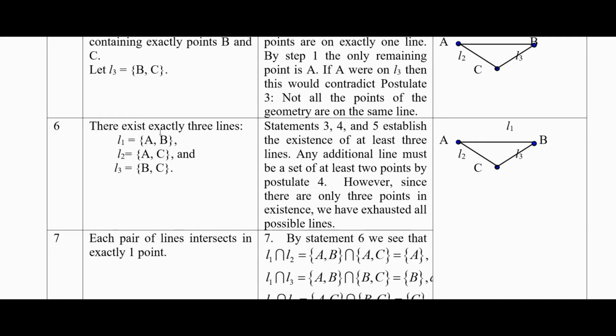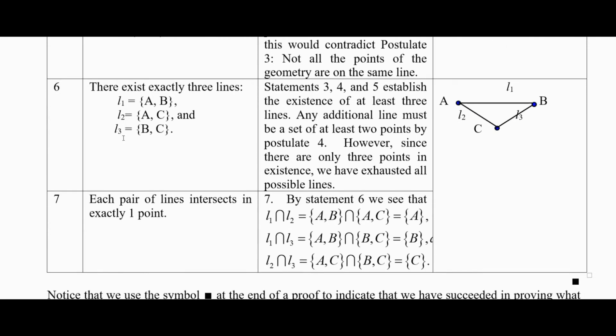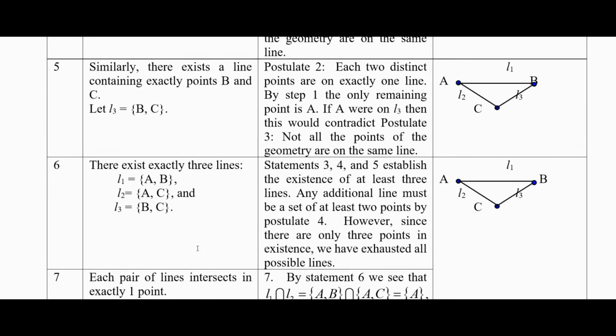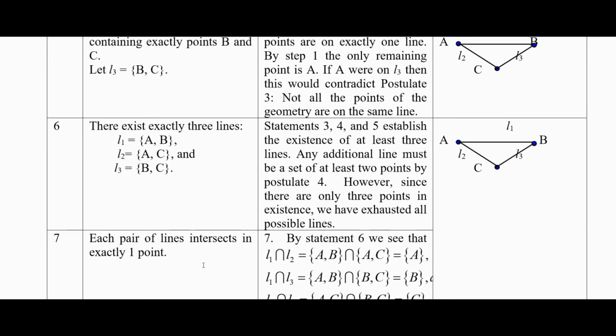And so there are exactly 3 lines. There they are. We can label them as L1, L2, and L3, but also as these sets. And we can also prove something else. Each pair of lines intersects in exactly 1 point, so there are no parallel lines. You can easily see that by looking at all the combinations of intersections. You can see it in the picture, and we can just do them.